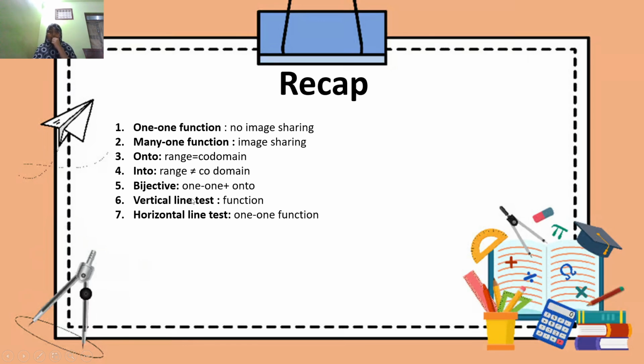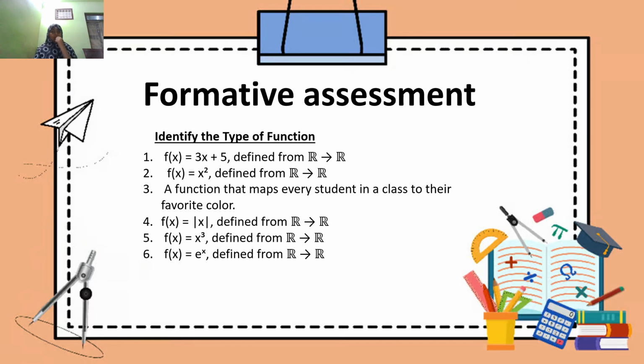Vertical line test is done for a function. Whether it is a function or not, we are going to check it. If it cuts only once, then it is a function. In the horizontal line test, if my horizontal line cuts the graph only once, then it is a 1 to 1 function. So you can pause here, do these sums, and then continue the video.